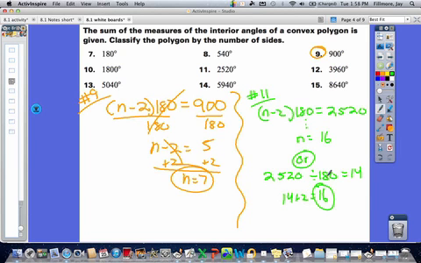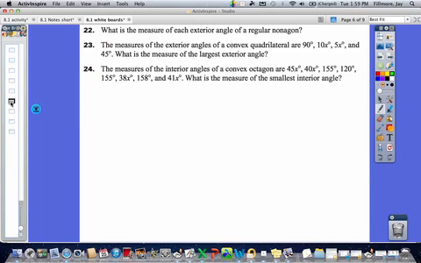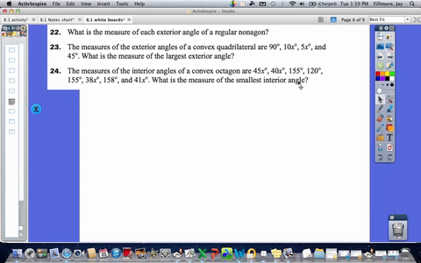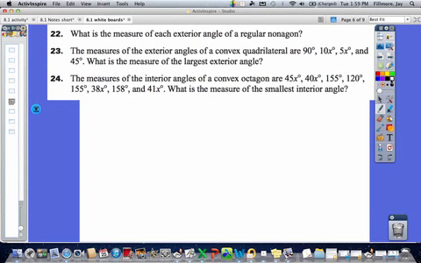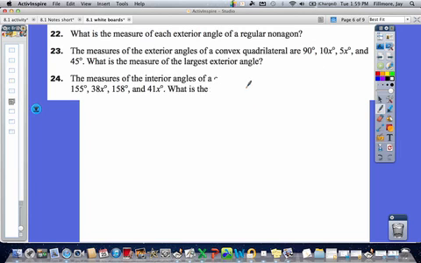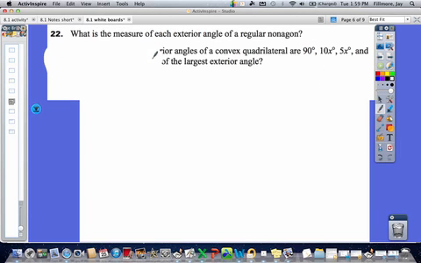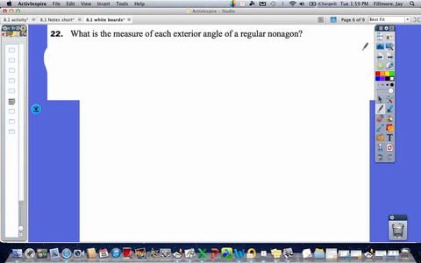Let's try something else. Not this one, this one. I'm going to modify a question because you all did a great job in class with this one. Okay, so the question says, what is the measure of each interior angle of a regular nonagon?